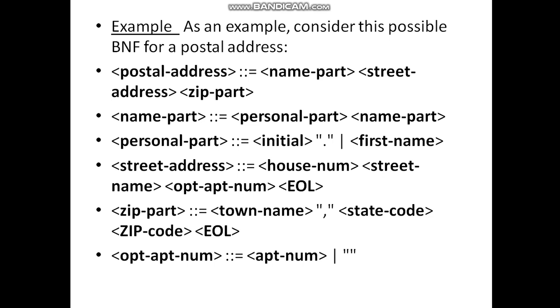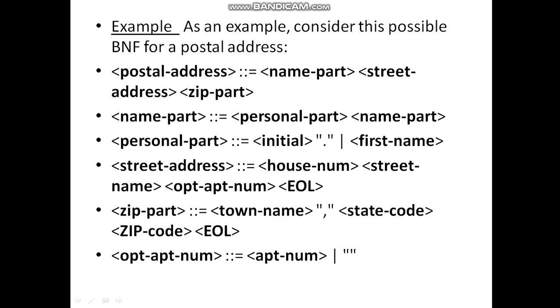Consider the following example: BNF notation for a postal address. Postal address is a non-terminal, defined as name part, street address, zip code. That means a postal address contains a name, street address, and zip code. Again, name part is a non-terminal, defined as personal part, name part. The personal part is defined as initial or first name.